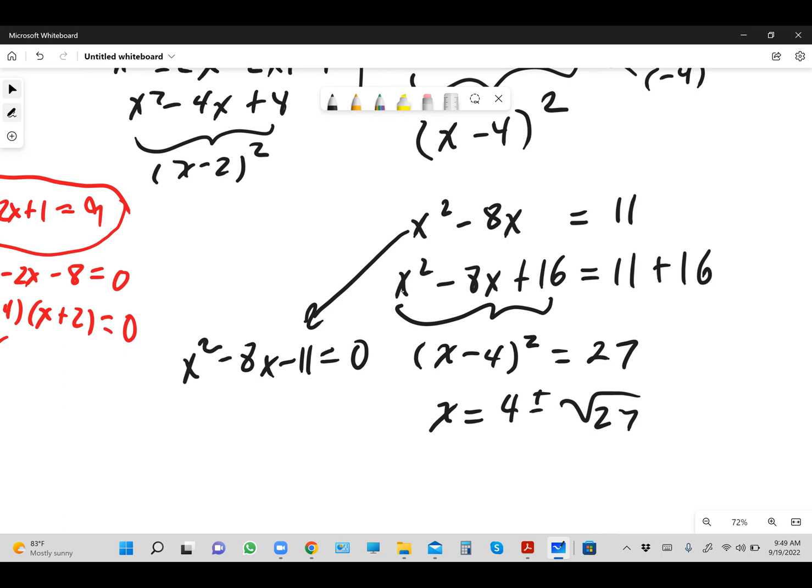Do you want to try another one? Okay, let's do another one. I know this is tricky, but once you understand it, you won't have to worry about it ever again.